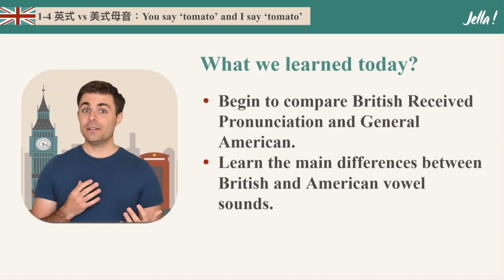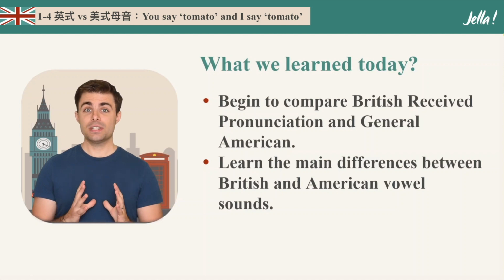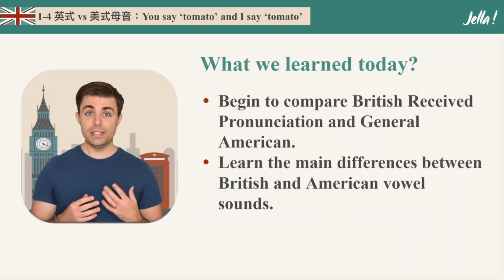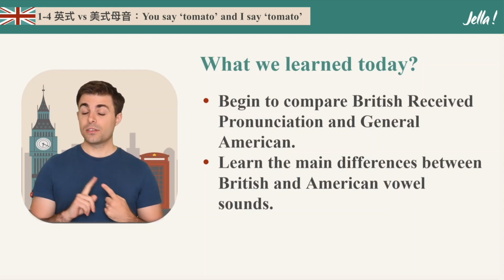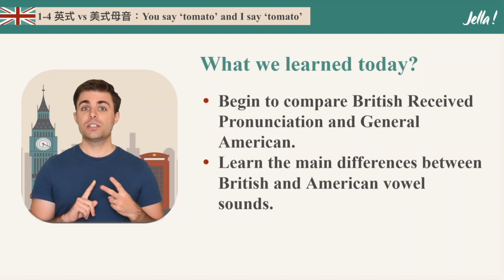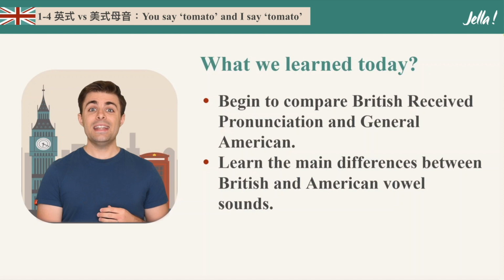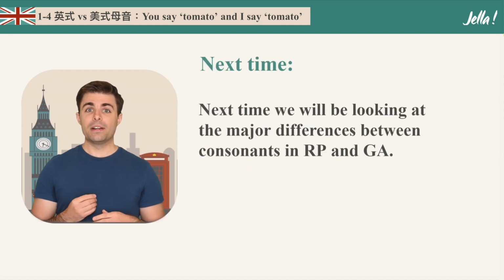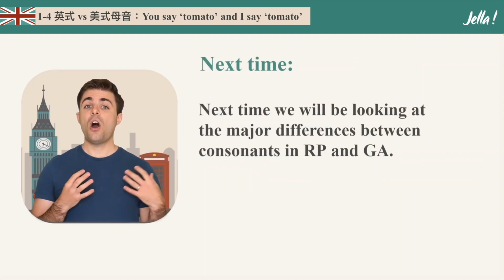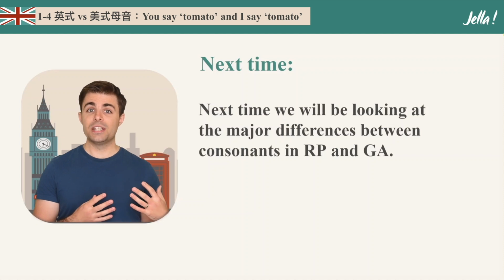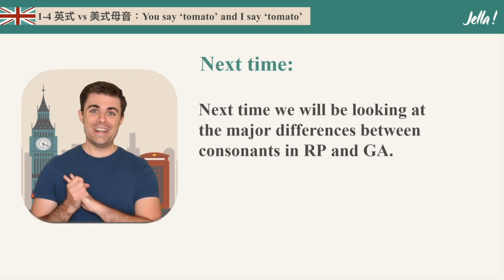Okay, so let's have a look back over what we learned today. We started to compare British received pronunciation and general American, and we started by comparing the differences in vowel sounds between those two accents. We learned 3 major differences and 2 smaller differences that you see less often. And in the next lesson, we're going to be comparing the major differences between consonant sounds in received pronunciation and general American.